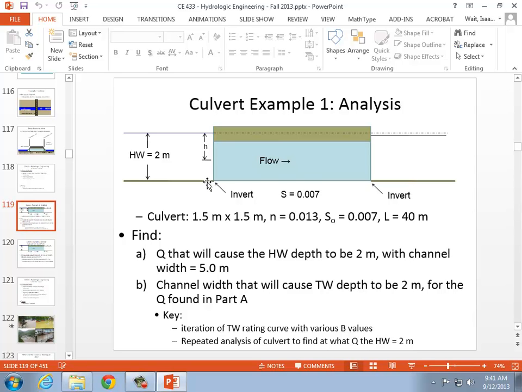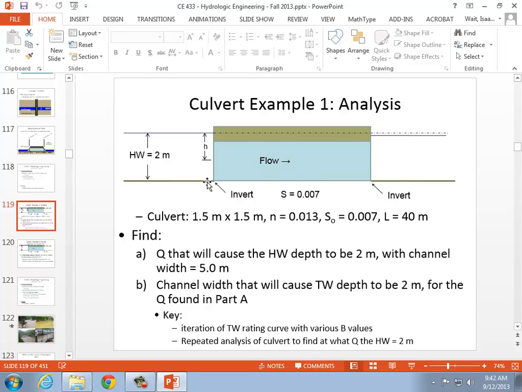Let's find out if the channel width is 5 meters. So here in part A of the problem, it's saying for a channel width of 5 meters. This was all a cross-section of the culvert. Let's now look at a top view of what the area looks like.